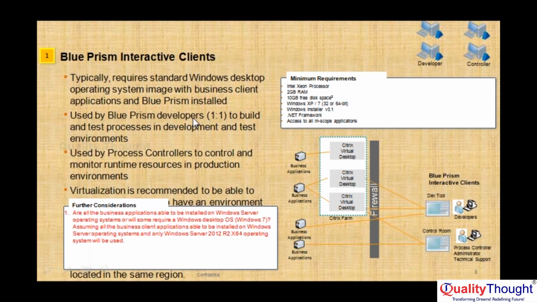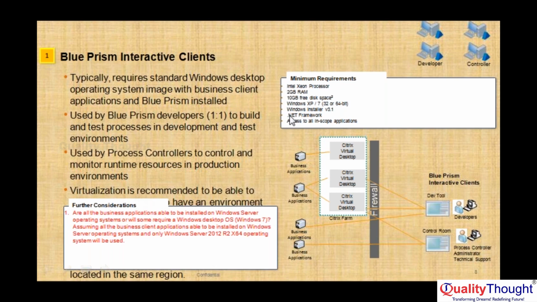It is used by Blue Prism developers in a 1:1 ratio. One Blue Prism developer must have one interactive client installed to build and test the process in development and test environment. It is used by process controllers to control and monitor the runtime resources in production environment. See, you developed the script, so you have to deploy it to control room so that control room can execute it in runtime. Virtualization is recommended. Even these Blue Prism interactive clients you can install in the VM.